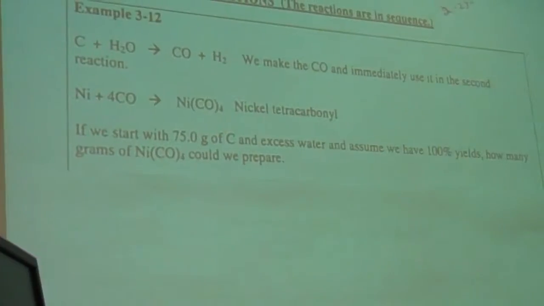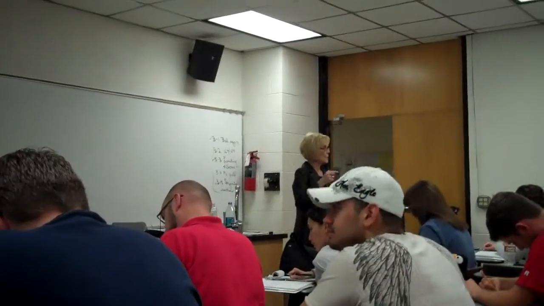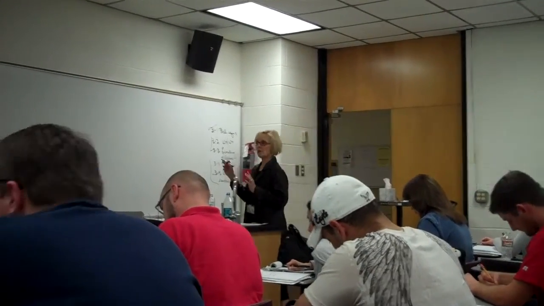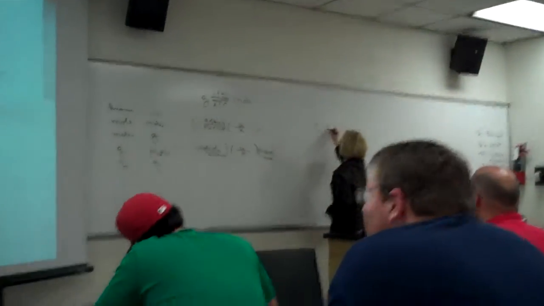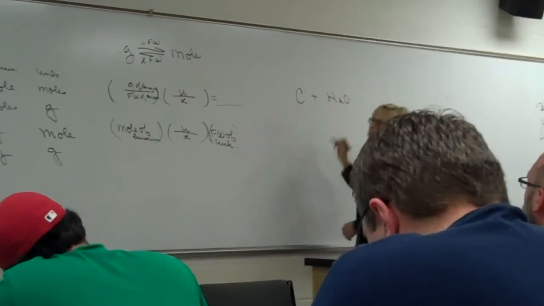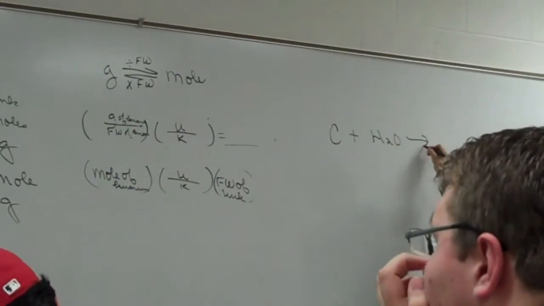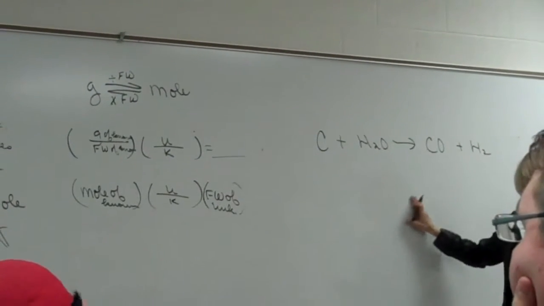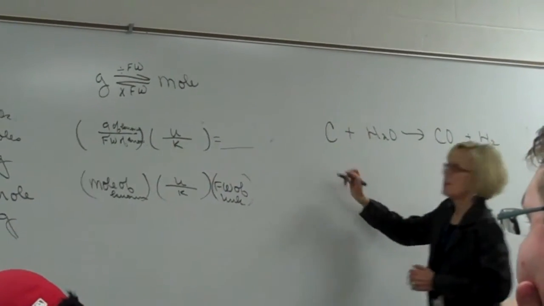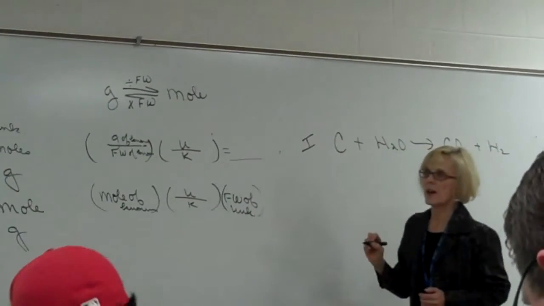Called sequential. Let's crack the code here. It means two or more reactions in sequence. And so what they mean is we're going to run the first reaction. We're going to take carbon and react it with water. Usually this has to be done at high temperature, so the water is really steam to make this happen. And we get carbon monoxide and hydrogen gas. Let me label that as our first one.